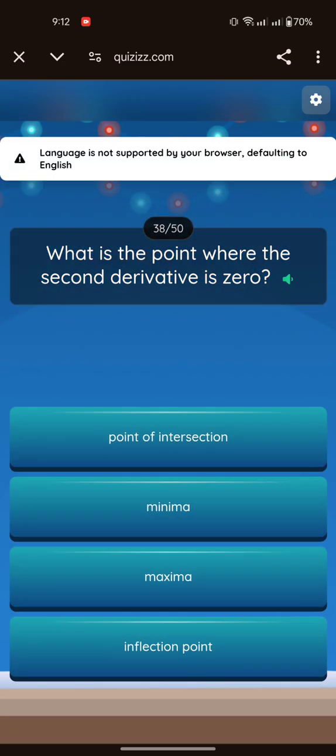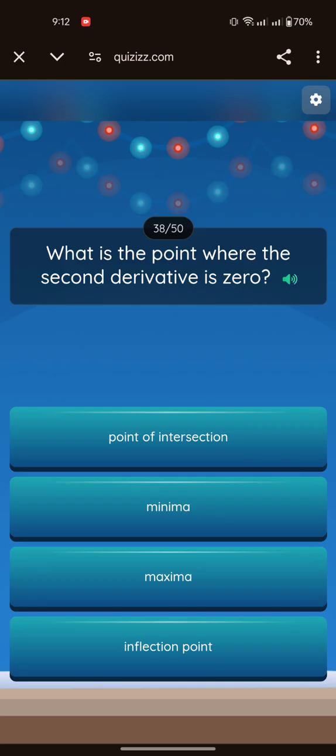Question. What is the point where the second derivative is 0? Option 1, point of intersection. Option 2, minima. Option 3, maxima. Option 4, inflection point.